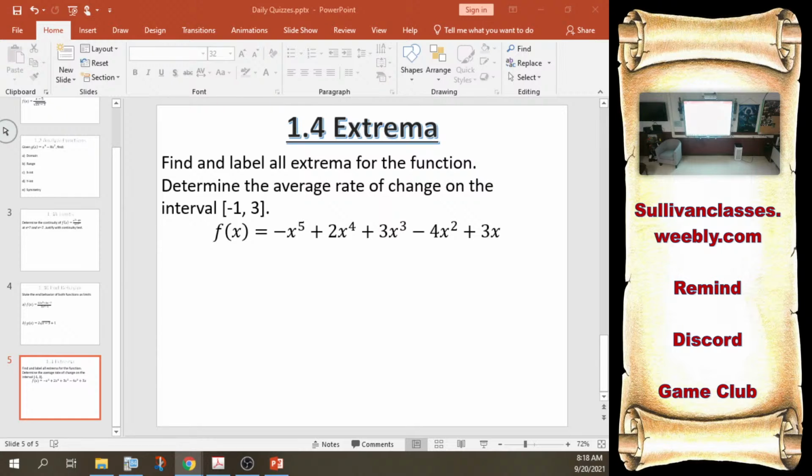Pledge allegiance to the flag of the United States of America, and to the republic for which it stands, one nation, under God, indivisible, with liberty and justice for all.